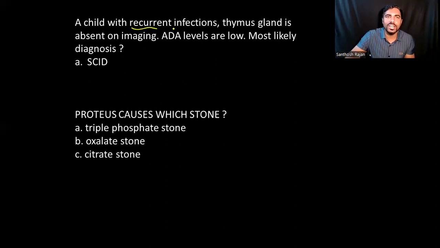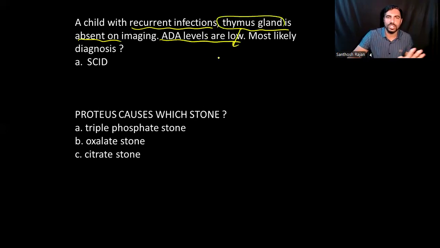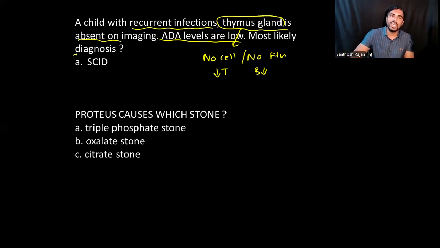A child with a recurrent infection, thymus gland is absent, ADA levels are low. First of all, one clue is enough. Thymus gland is absent, meaning there is no cell-mediated immunity and no humoral immunity. That means both your T cell and B cell are out. And ADA, adenosine deaminase level, is also low. That is the main reason. So that disease is, if the option is given, severe combined immune deficiency disorder. That is right.